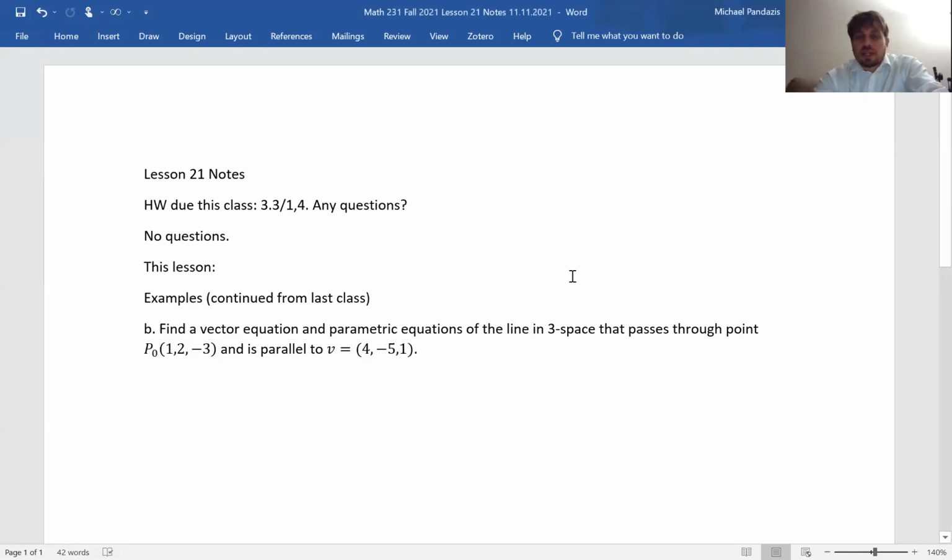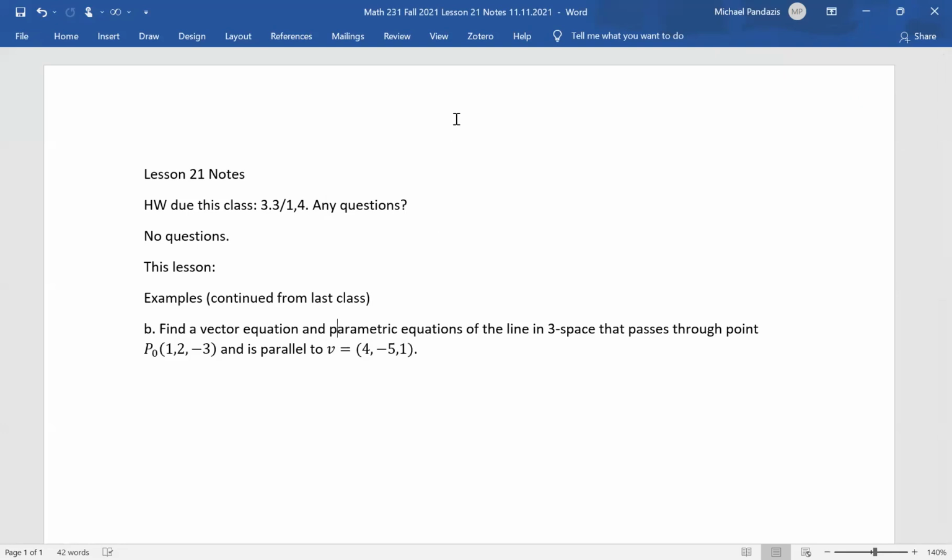So at the end of last class, we had another example from the material we just covered on vectors. And so this is the example. Find a vector equation and parametric equations of the line in 3 space that passes through a point P naught, 1, 2, negative 3, and is parallel to the vector v, which is 4, negative 5, 1. So we want a vector equation and parametric equations of the line in 3 space that passes through that point and is parallel to that vector.